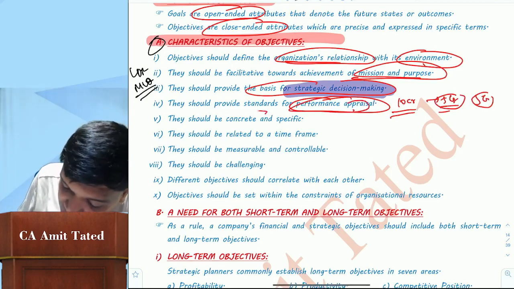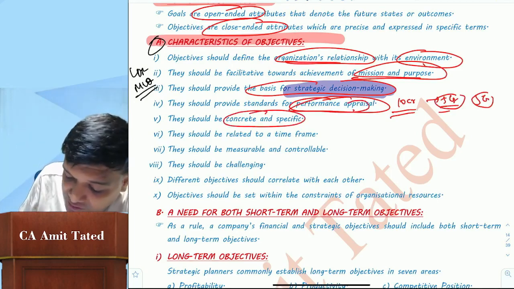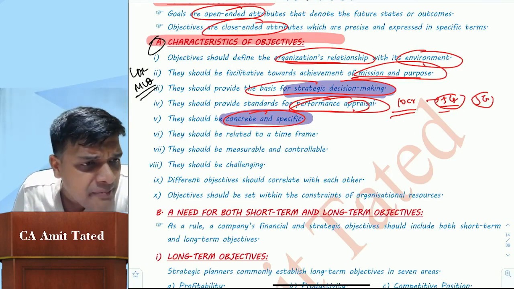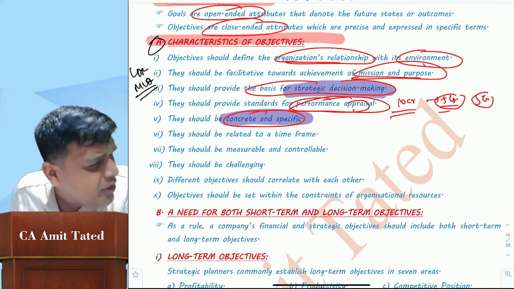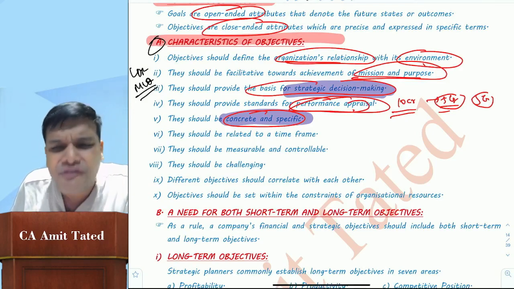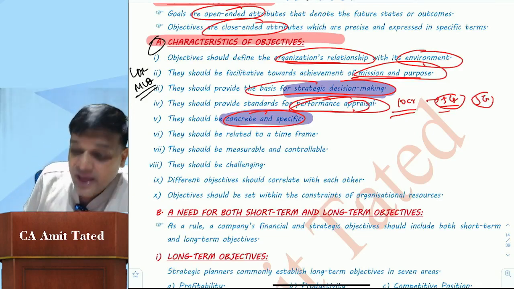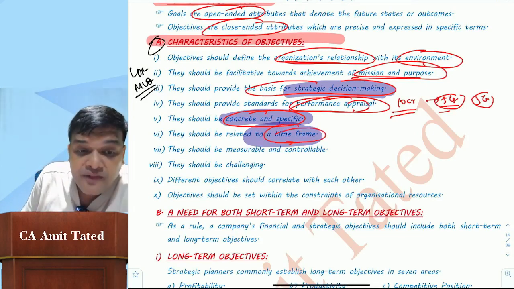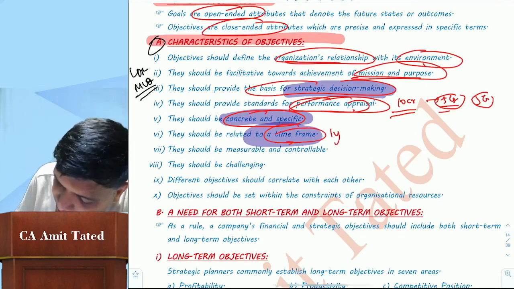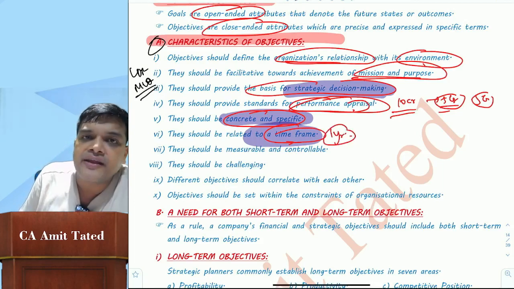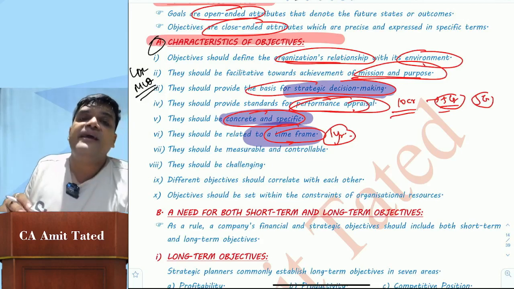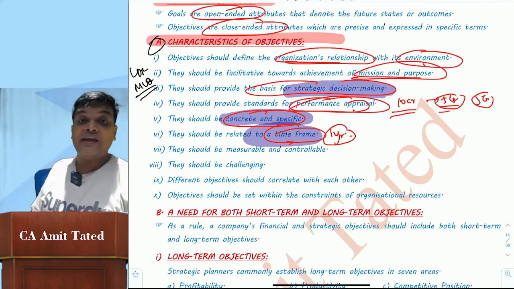Okay, they should be concrete and specific. Understood this point? Concrete and specific. I do think everybody is clear. कॉन्क्रीट एंड स्पेसिफिक होना चाहिए। 10 करोड़ होना चाहिए, 5 करोड़ होना चाहिए, 15 करोड़ होना चाहिए। They should also have a time frame. 1 year, very clear. So if I say I want to earn 10 crore profit, it is a goal. But if I say in 1 year I want to earn 10 crore, now it is an objective.